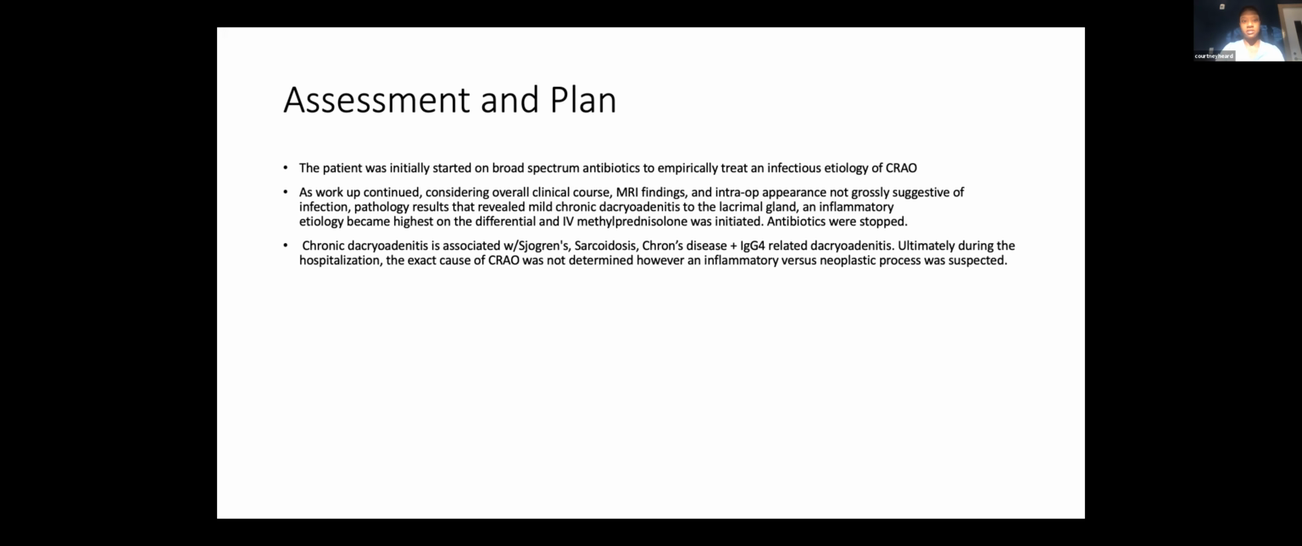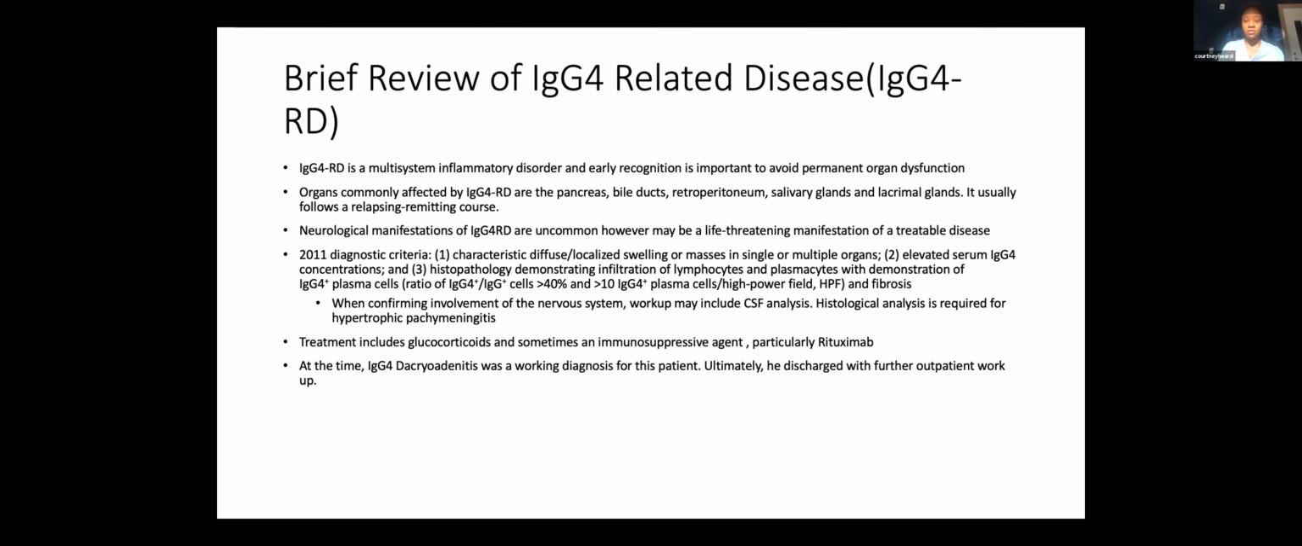Chronic dacryoadenitis is associated with Sjogren's, sarcoid, Crohn's disease, and IgG4-related dacryoadenitis. Ultimately, during the hospitalization, the exact cause of CRAO was not determined. However, an inflammatory versus neoplastic process was suspected. As IgG4-related dacryoadenitis was a working diagnosis for this patient, I want to briefly review IgG4-related disease.